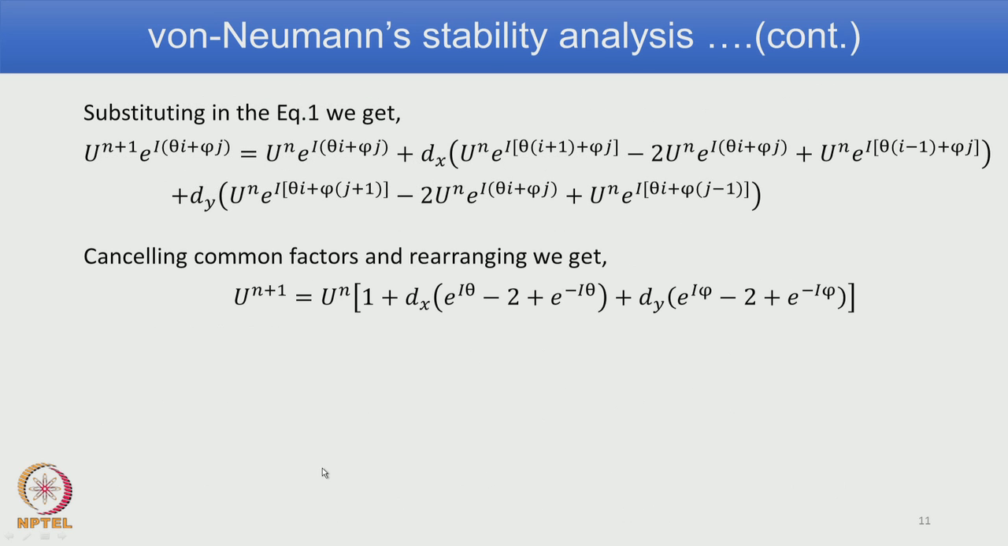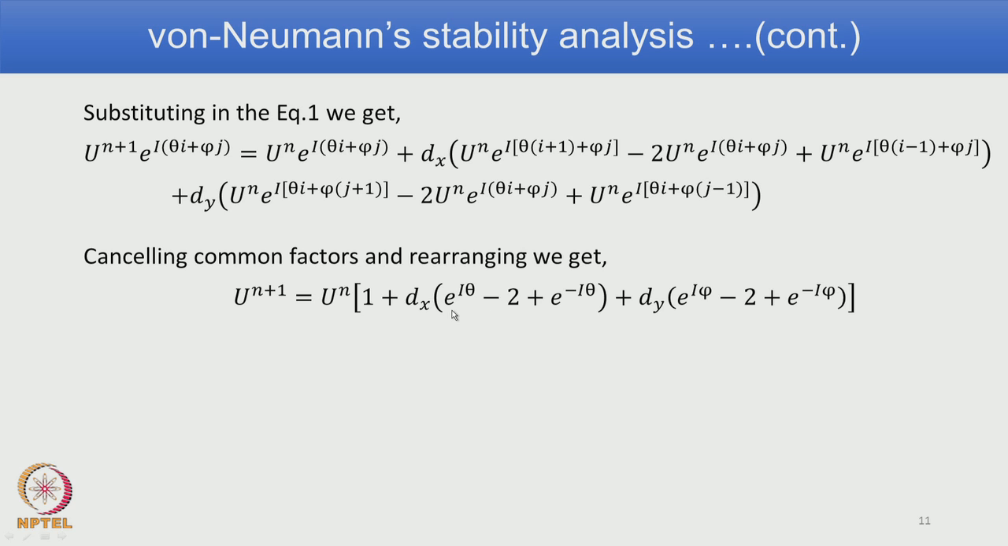We rewrite again that expression, cancelling all the common terms from the left hand side as well as the right hand side. Finally, you get the expression as shown here as capital U n plus 1, which is related, at the n plus 1 level, to the same variable at the nth level in this way.